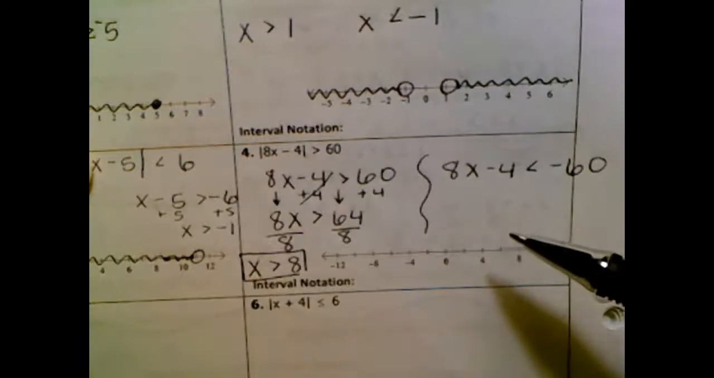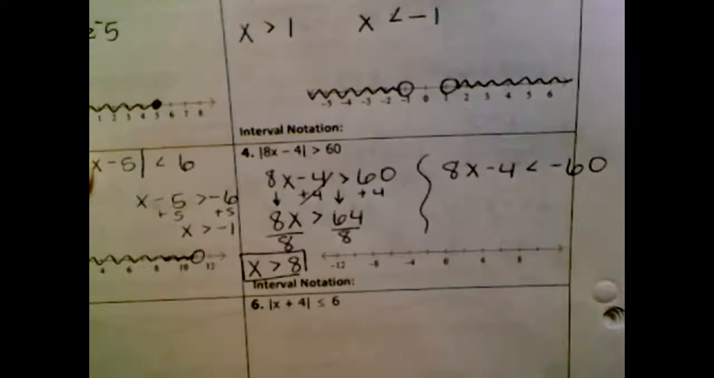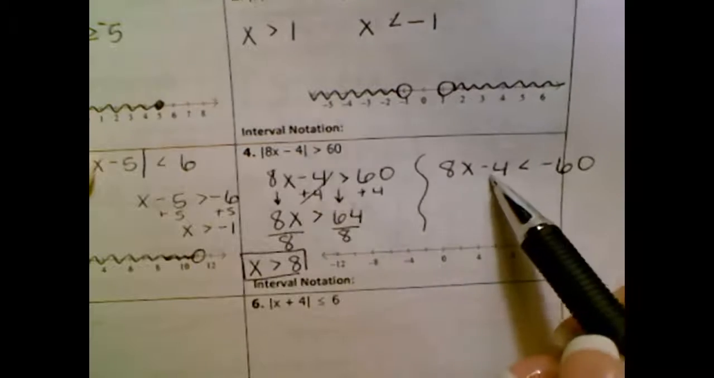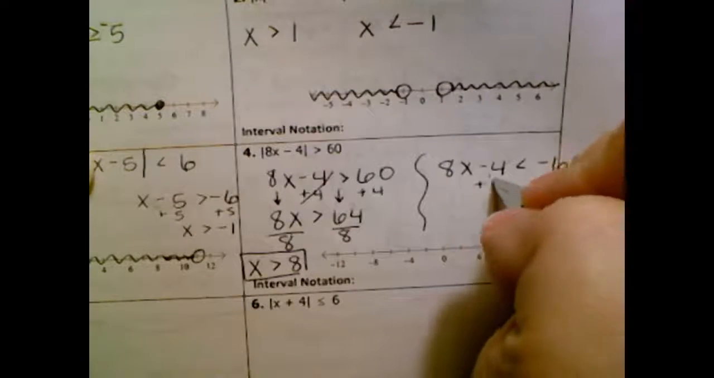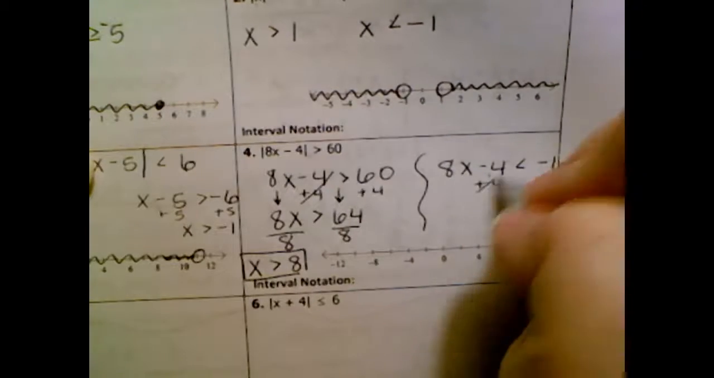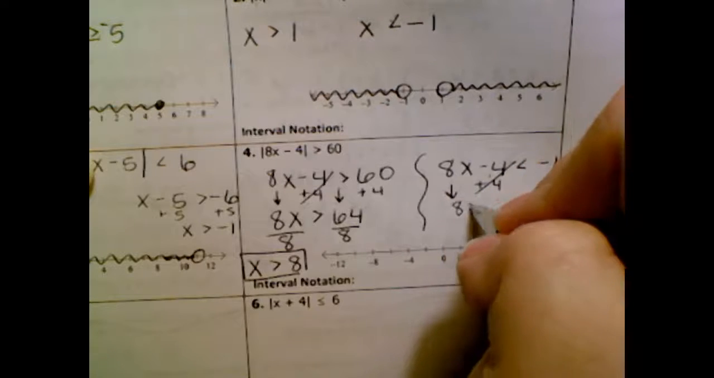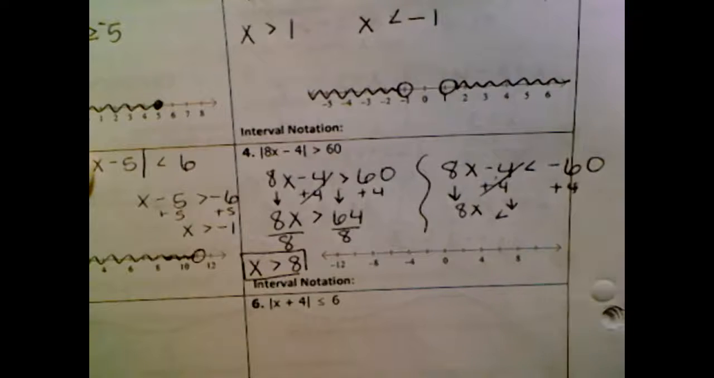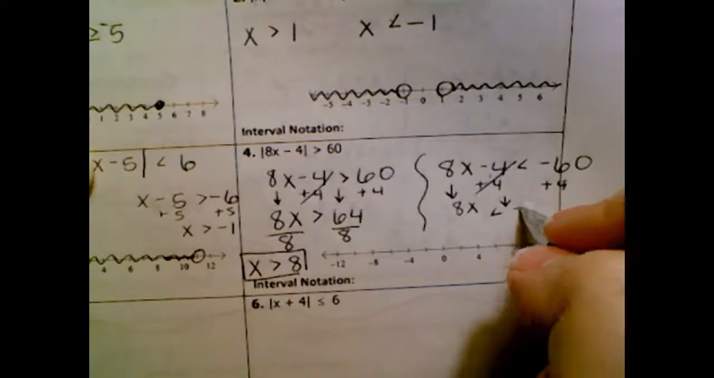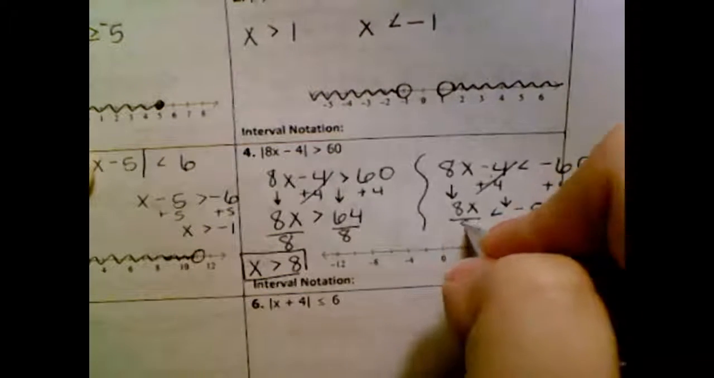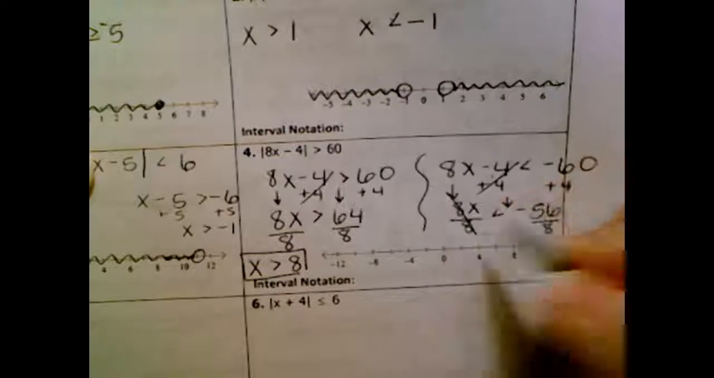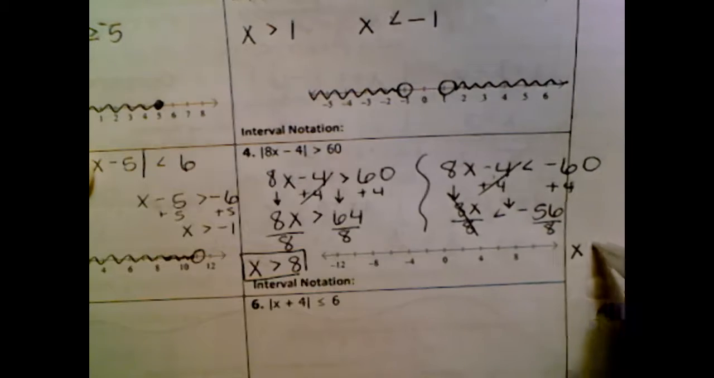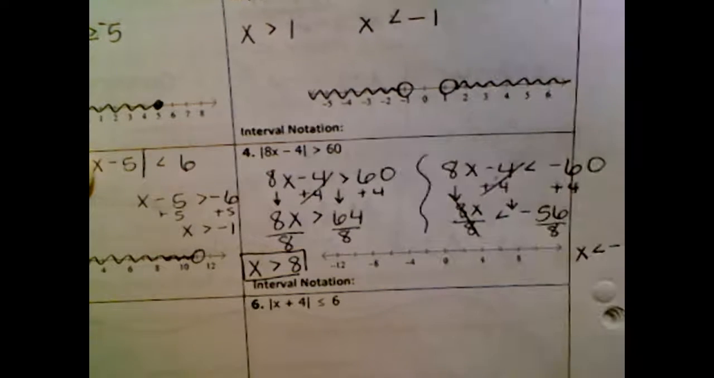To get my other solution, I'm doing the exact same steps. So my first step was I plussed 4. I'm going to plus 4 here. Pulling down my 8x, pulling down my inequality. -60 plus 4 gives me -56. Then I have to divide by 8. So this solution is going to be x is less than -7.